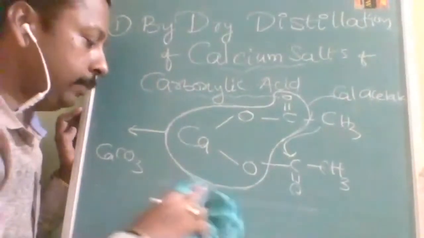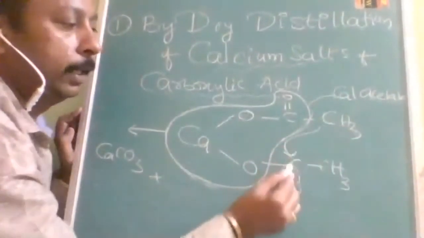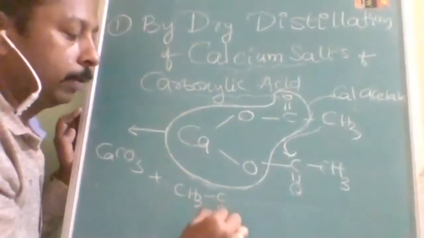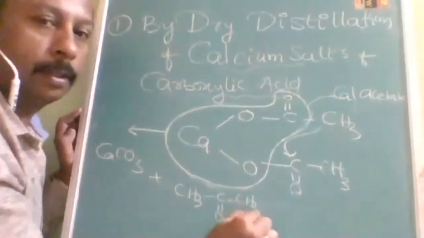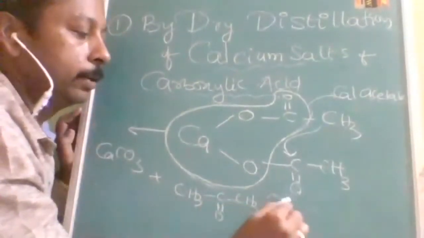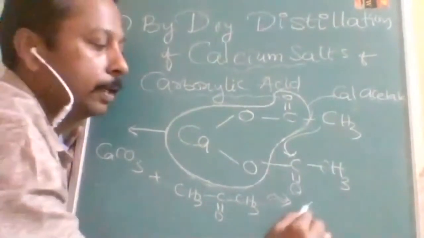So now tell me, what is the product here? CH3 comes and attaches here. So CH3, C double bond O, CH3. Do you remember this? This is a good solvent. It is called acetone.